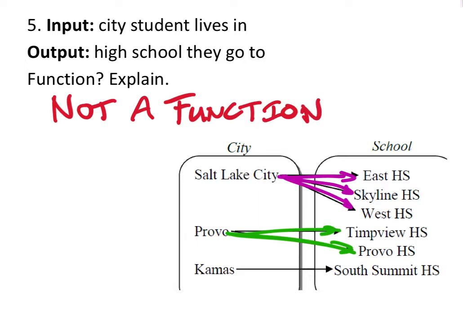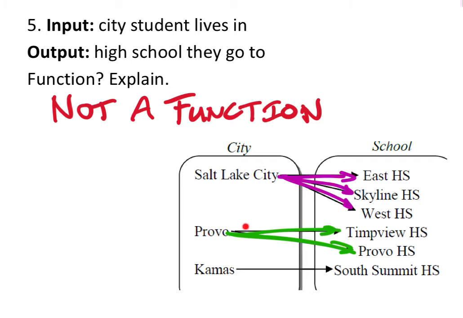But again, that's because we don't know, and if we think about this, hopefully it makes sense. We couldn't say for sure which high school someone goes to if they live in Salt Lake City. You may say, well, it depends on where they live. Yeah, we don't know where they live. We just know it's Salt Lake City. That's all we know. So we wouldn't be able to say for sure which school they go to.